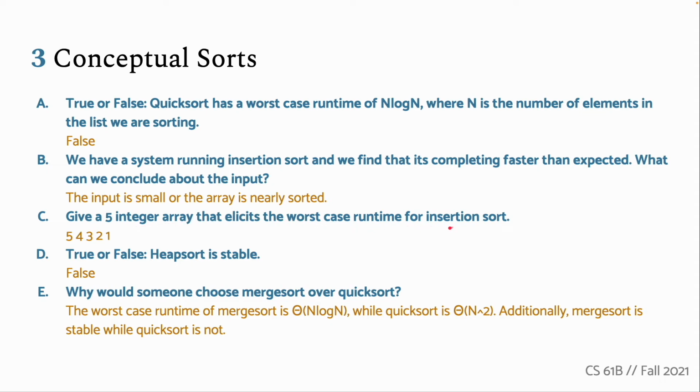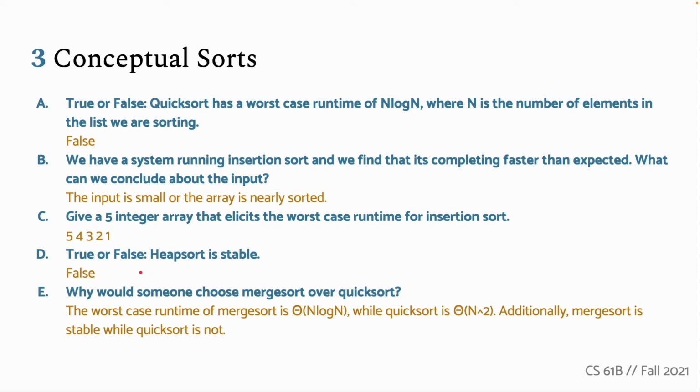Part C asks, please give a 5-integer array that elicits the worst case runtime for insertion sort. So as we talked about, if a list is almost sorted perfectly already, the insertion sort is very fast. But if an array is the opposite of sorted, as in this case, every single element is going to have to travel the maximum distance, which is going to take the longest amount of time.